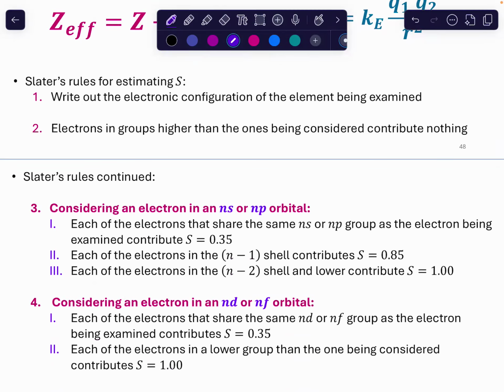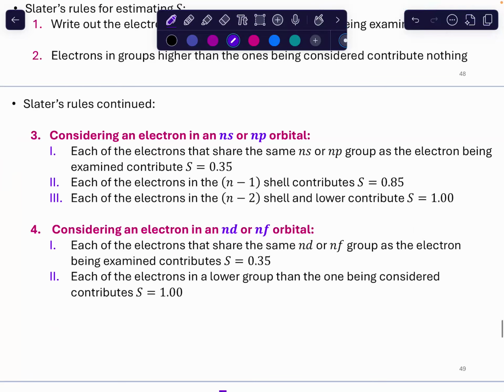The electrons in groups higher than the one being considered don't matter. Then you have rules for your ns, np orbitals. When they say a group, let's say you have 2s electrons and 2p electrons. All of those electrons within 2s and 2p are part of a group and will contribute your 0.35 to each other if they're in that same group.